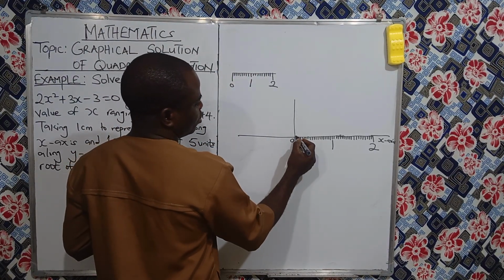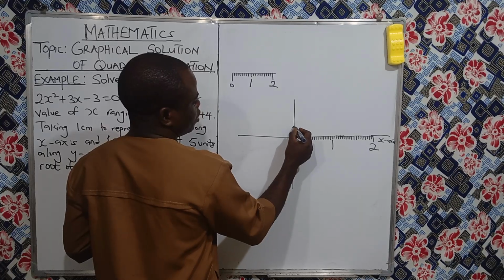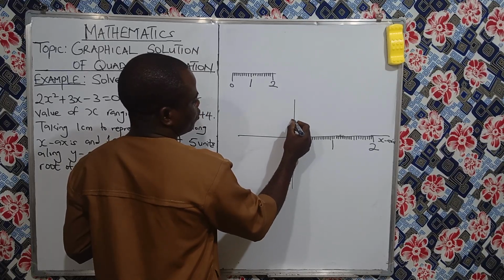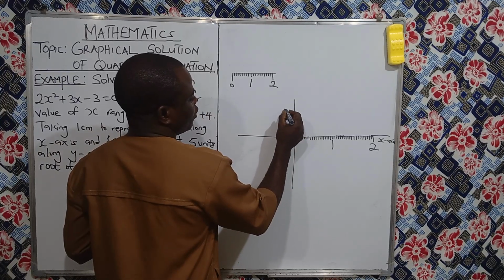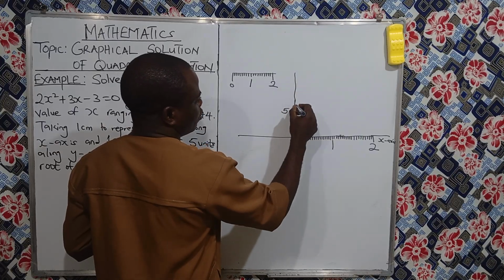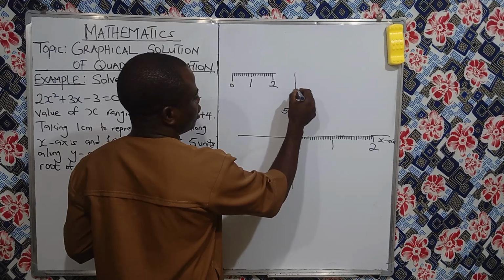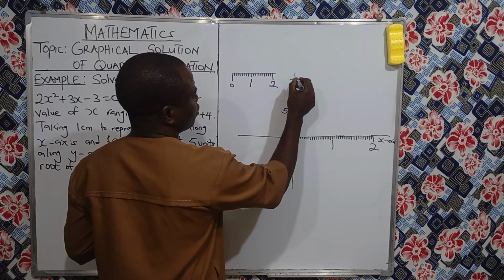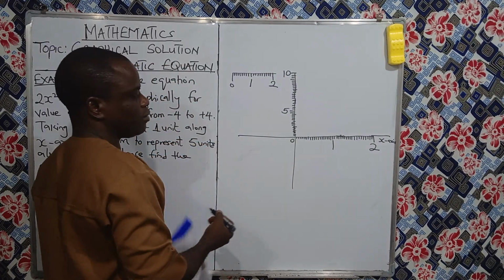And going up, it will now be 0, 1, 2, 3, 4, 5, 6, 7, 8, 9, 10, 11, 12, 13, 14, 15, 16, 17, 18, 19, 20. This one will now be 5. And another one: 0, 1, 2, up to 20. So you have the next one.